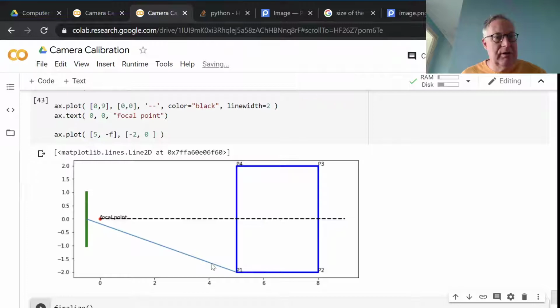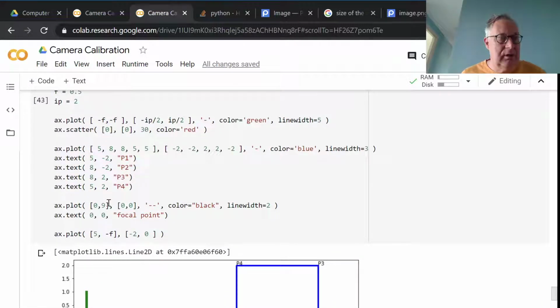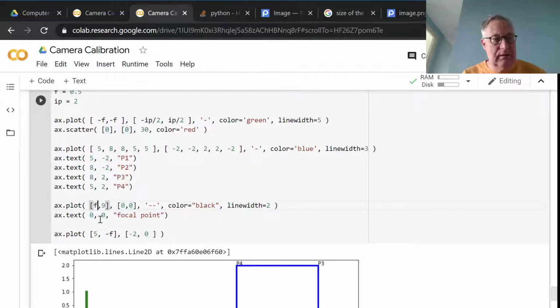Right now, that line here is wrong, right? Because it doesn't go through the focal point. I just want to show how we can calculate that point, and let's do this from -f.